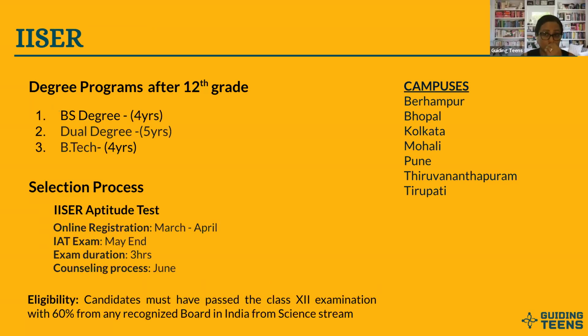IISER, which is the Indian Institute of Science Education and Research, has these 7 campuses. The one in Pune is usually the most coveted one. The degree programs they offer are the BS or the dual degree and BTech as well. And the main mode of entry is through the IISER aptitude test, and the details are given here.